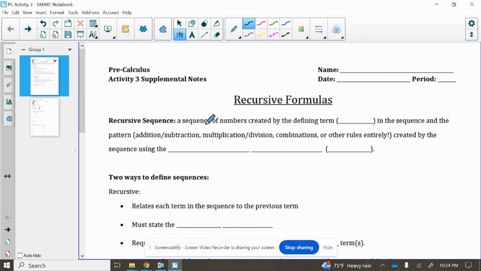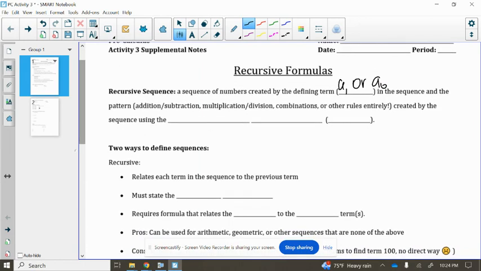Everyone, today we are talking about activity 3 and the recursive formula. Now, what is the recursive formula or the recursive sequence compared to what we have been talking about, the explicit formulas? Well, recursives are a sequence of numbers created by a defining term. Usually we call that a sub 1. Occasionally you'll see that as like a sub 0. It officially could be any value, but we tend to use the first term in this class.